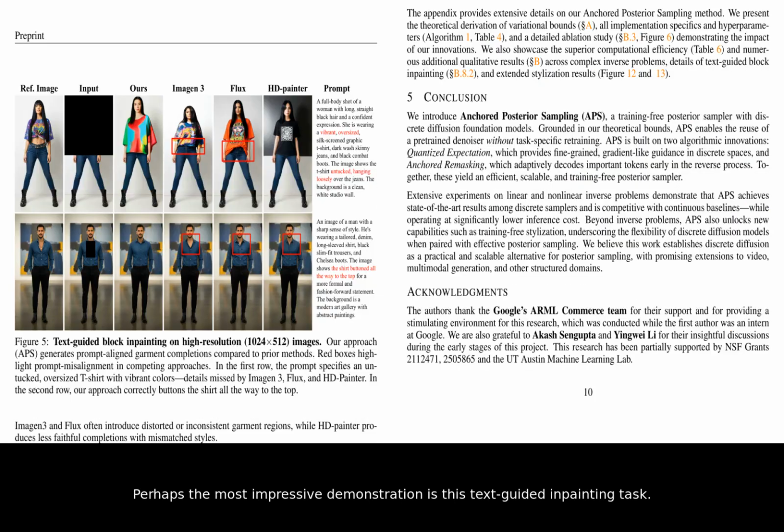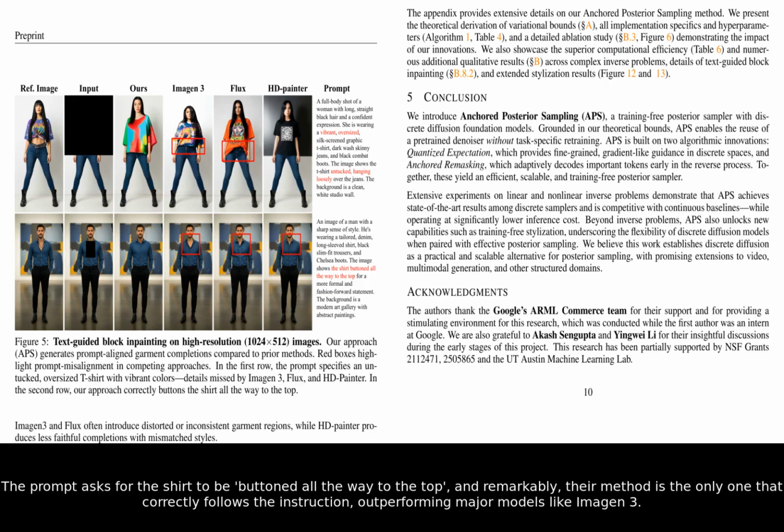Perhaps the most impressive demonstration is this text-guided inpainting task. A part of the image is blanked out, and the AI is told what to draw through a text prompt. The prompt asks for the shirt to be buttoned all the way to the top, and remarkably, their method is the only one that correctly follows the instruction, outperforming major models like Imagen 3.